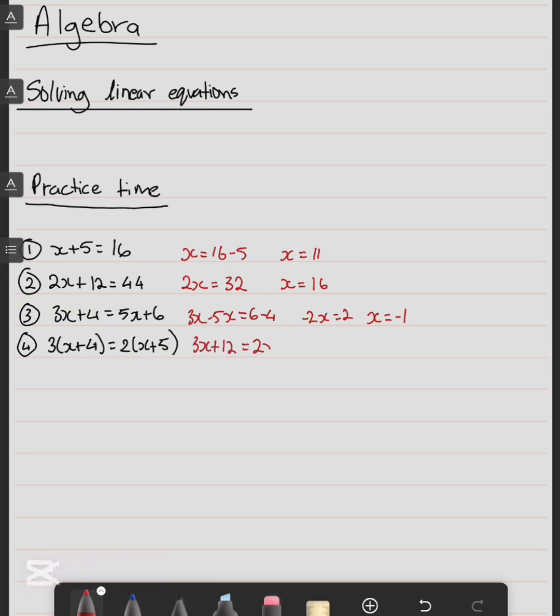Question 4, we have two brackets, so we have to expand, and we bring all the x's to one side and all the other numbers to the other, and we simplify to get x equals minus 2. I'll highlight the answers in blue so you know which ones to look back at.